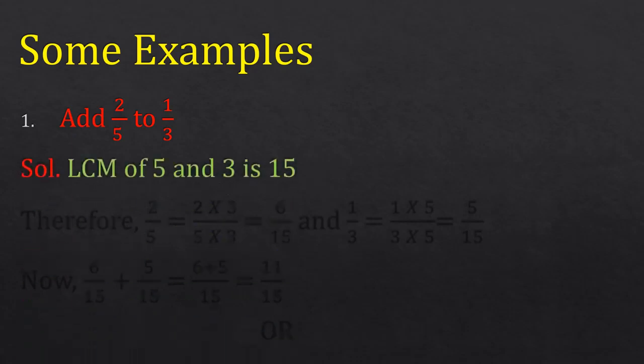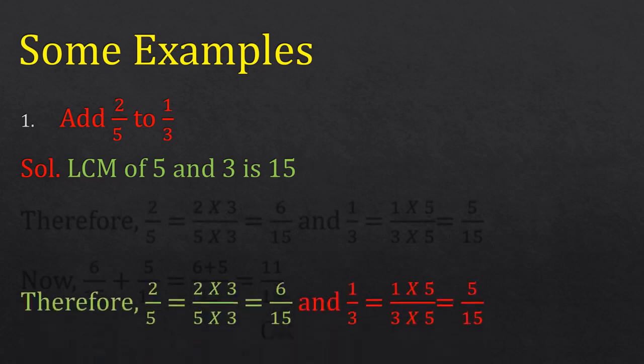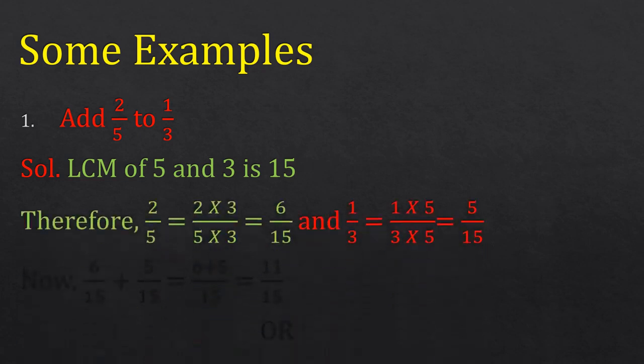We will take the LCM of the denominators. LCM of 5 and 3 is 15. So now take the first fraction, that is 2 upon 5. Now convert this 2 upon 5 into equivalent like fraction whose denominator is 15. You have to convert 2 upon 5 into equivalent fraction whose denominator is 15. That we have done earlier also.